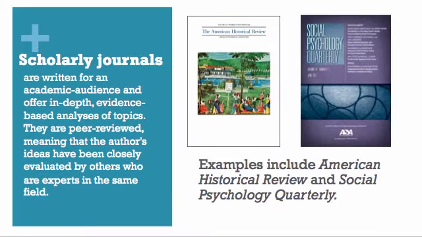Scholarly journals, which are written for an academic audience, offer in-depth, evidence-based analyses of topics. They are peer-reviewed, meaning that the author's ideas have been closely evaluated by others who are experts in the same field. Examples include American Historical Review and Social Psychology Quarterly.